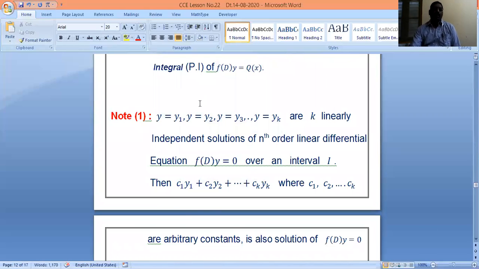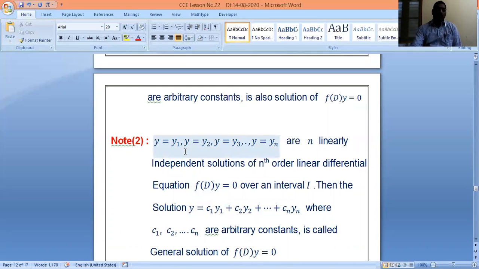Now note, if y is equal to y1, y is equal to y2, y is equal to y3, and so on, y is equal to yk are k linearly independent solutions of the nth order linear differential equation f of D into y is equal to 0 over an interval I, then c1y1 plus c2y2 plus, and so on, ckyk, where c1, c2, ck are arbitrary constants, is also a solution of f of D into y is equal to 0.